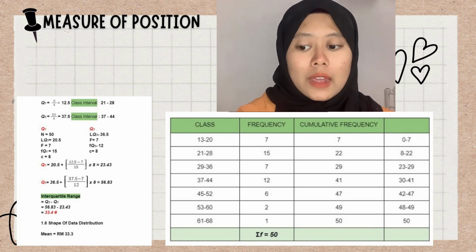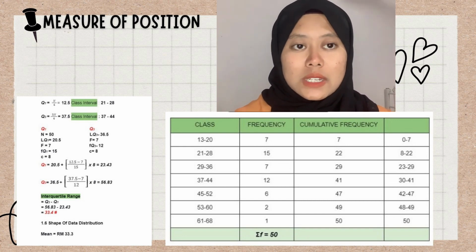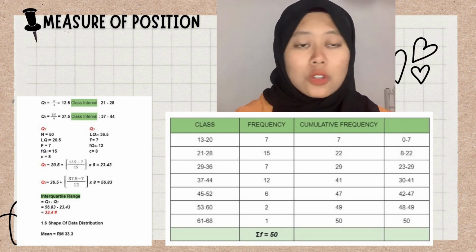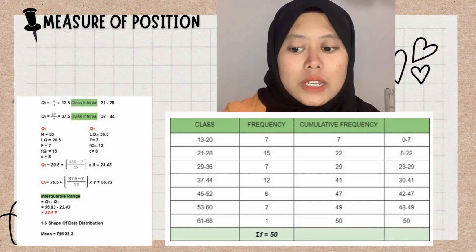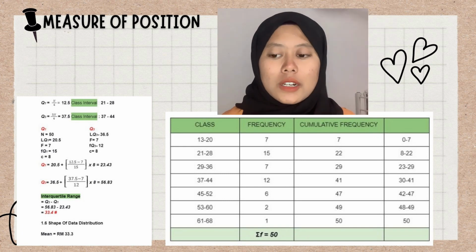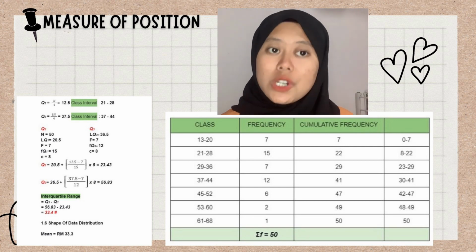For Q3, 36.5 plus open bracket 37.5 subtract 7 divided by 12 close bracket multiplied by 8, and the total for Q3 is 56.83. We've finished finding the answers for Q1 and Q3.